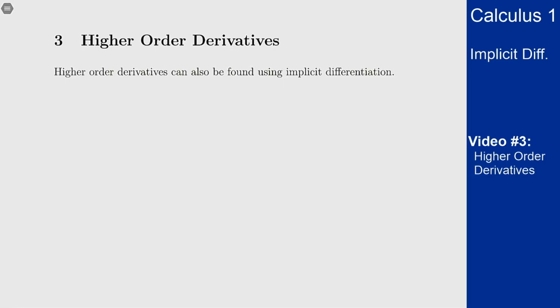In this video, we'll talk about finding higher order derivatives using implicit differentiation. We can use implicit differentiation for pretty much anything we could do before with derivatives. That also applies to finding higher order derivatives.